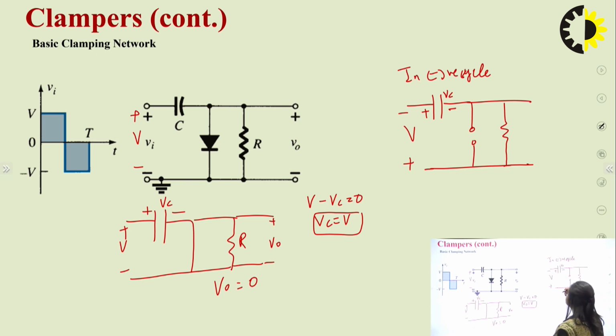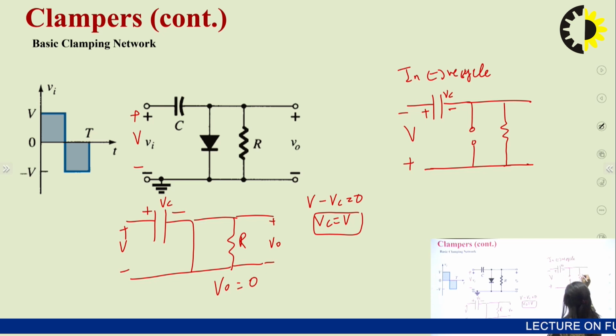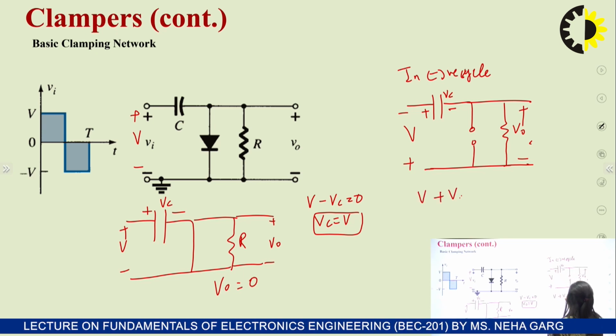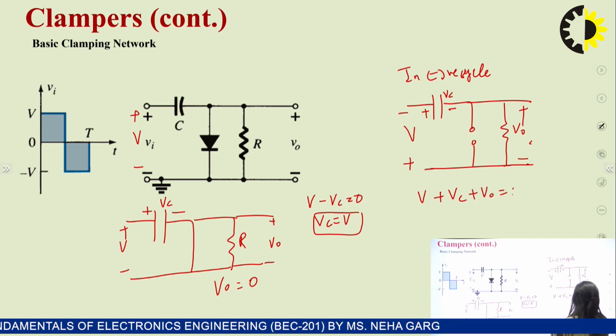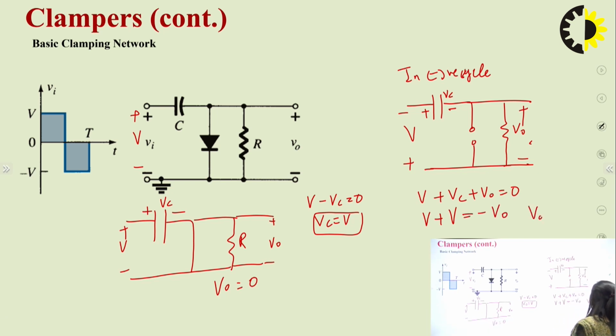So in this case the output voltage is across this point, so V plus VC plus V naught is equal to 0, that is V plus V is equal to minus V naught, or we can say V naught is equal to minus 2V. So this would be like this.